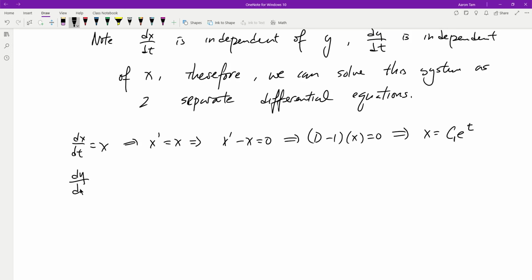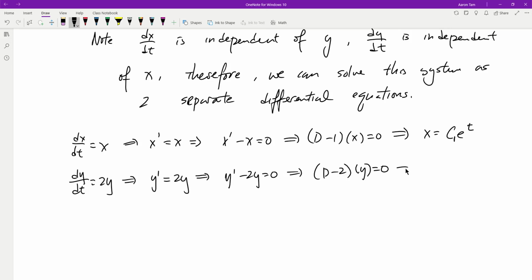dy over dt equal to 2y. So therefore, y prime is equal to 2y, meaning that y prime minus 2y equals 0. That means (D minus 2) of y equals 0, indicating the characteristic root is 2. So therefore, y must equal c2 e to the 2t. There you go. As I said, it takes probably like 30 seconds to do.